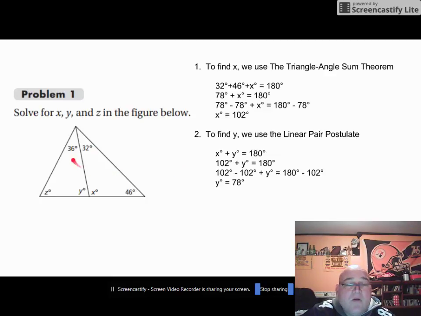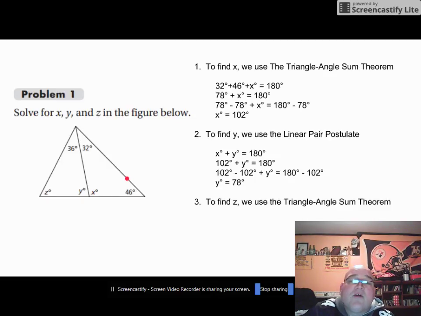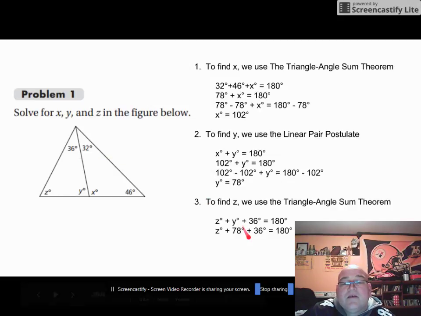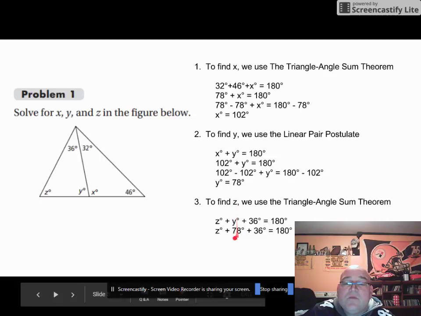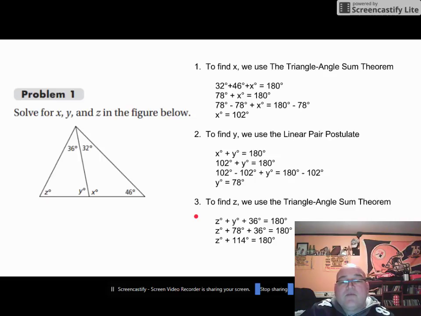Now for our final angle. Well, notice that we have a triangle here to the left. One angle is 36. We just found out what y is. So we use the triangle angle sum theorem again, which would say that z plus y plus 36 would have to equal 180. Y is 78, as we found out in step 2. We'll combine those like terms to get 114, and then subtract the 114 on both sides by the subtraction property of equality. And we find out that z is 66.